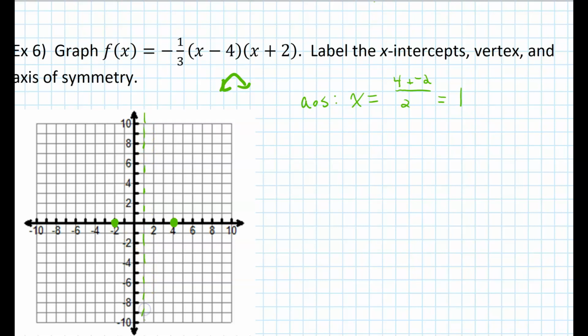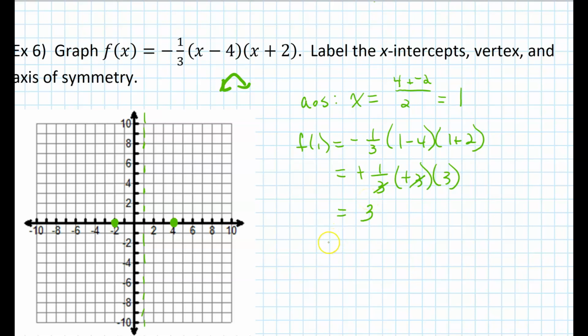Alrighty, so finding the y value of the vertex by plugging in 1. So we get -1/3 times (1 minus 4) times (1 plus 2). So that's -1/3 times -3 times +3. Double negatives cancel. The 3s divide out. We're left with just 3. So where is my vertex located? 1, 3.